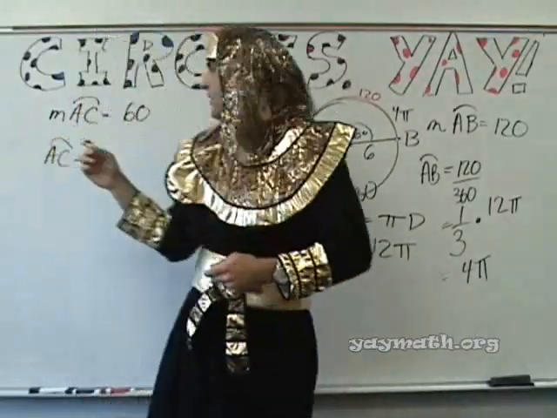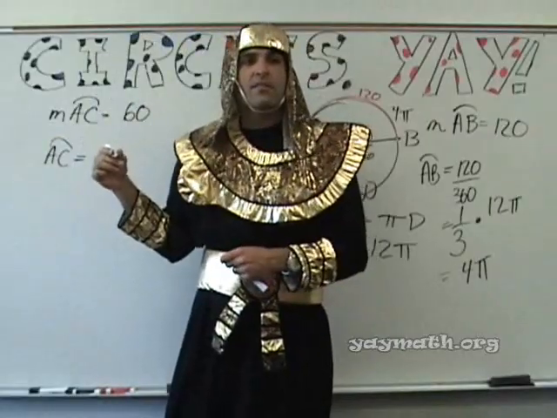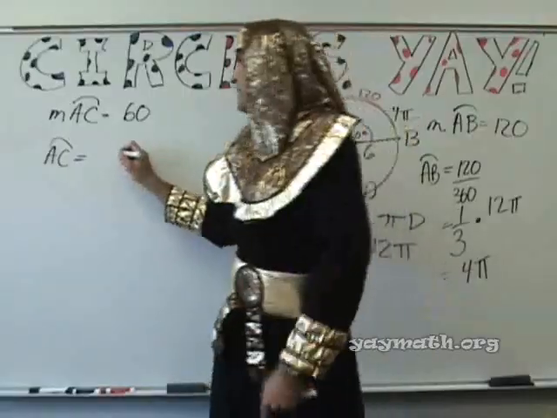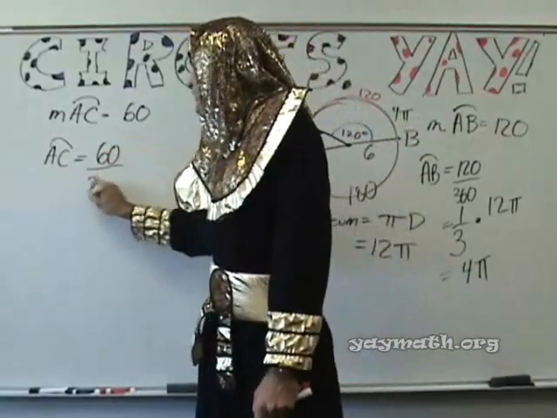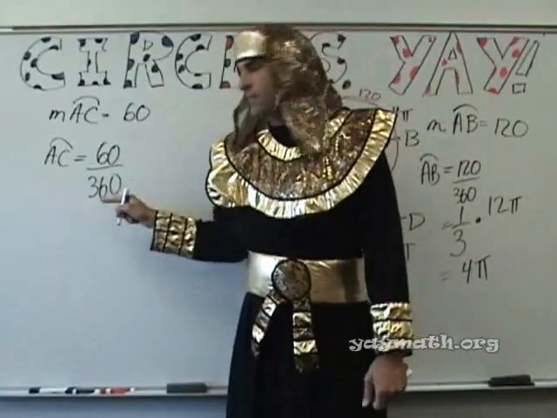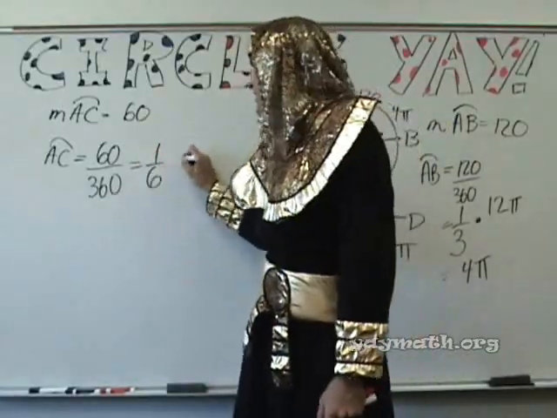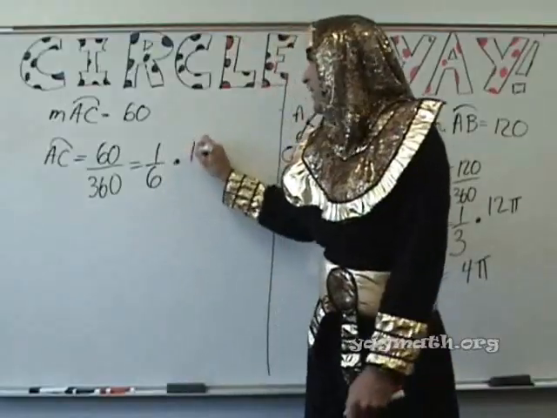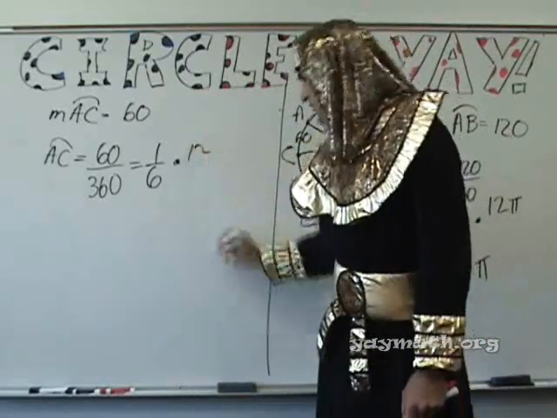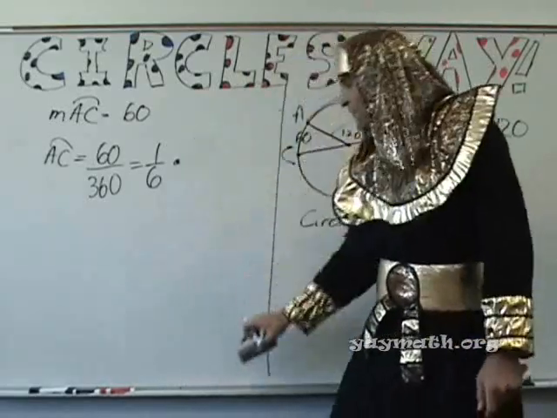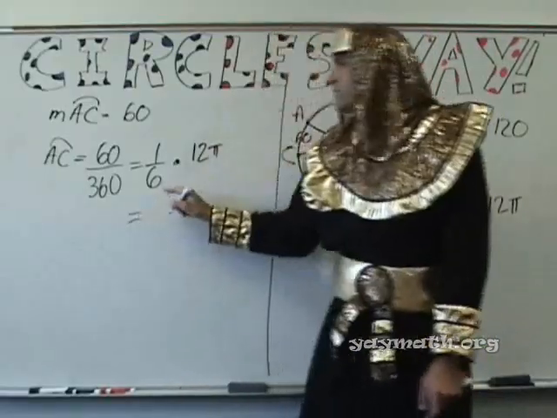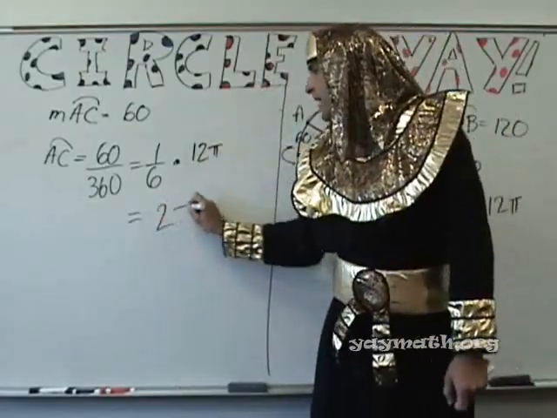Let's actually do it with a formula just to give people more exposure. So what's your fraction? 1/6, which is 60 over 360. Some people are comfortable going like this: take this number and put it over 360, which reduces to 1/6, times 12 pi, the circumference. I'm merging my pi and my 12. My hieroglyphics are off today. And lo and behold, 1/6 times 12 is 2 pi.